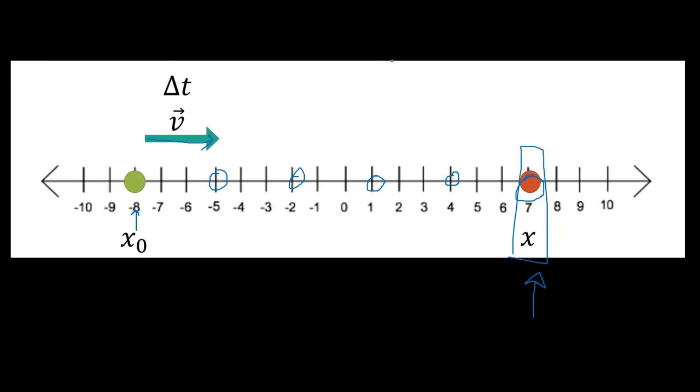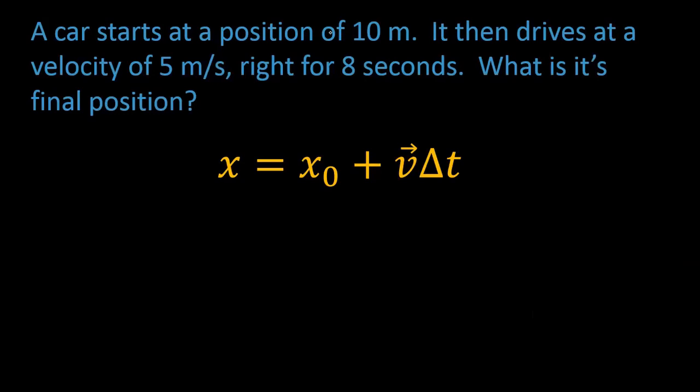So let's look at an example. I don't think I put this in your notes, but it's a standard physics problem. This is actually, I think, our first physics word problem. A car starts at a position of 10 meters. It then drives at a velocity of 5 meters per second to the right for 8 seconds. What is its final position? Where is it located after driving for those 8 seconds?